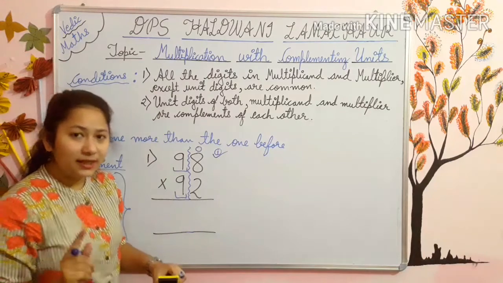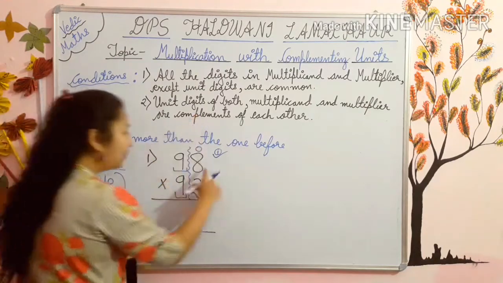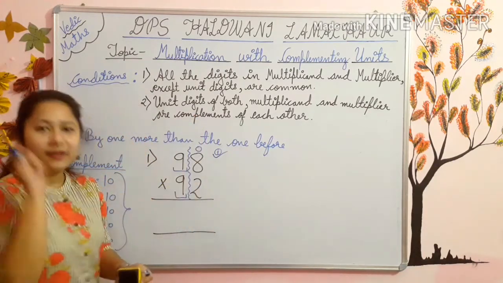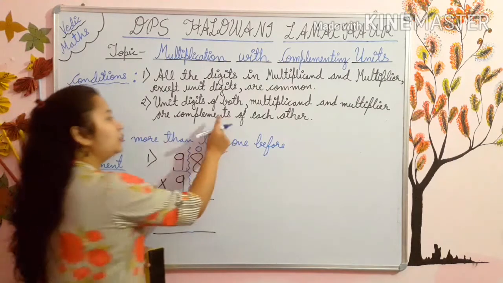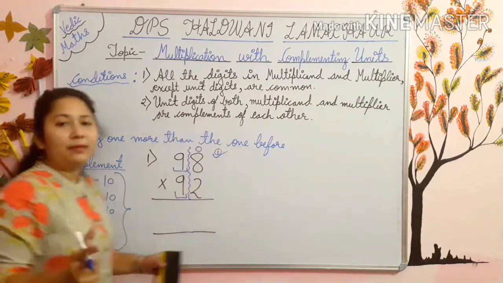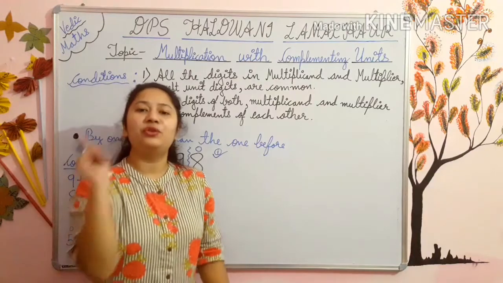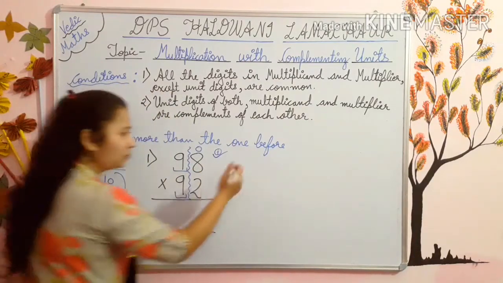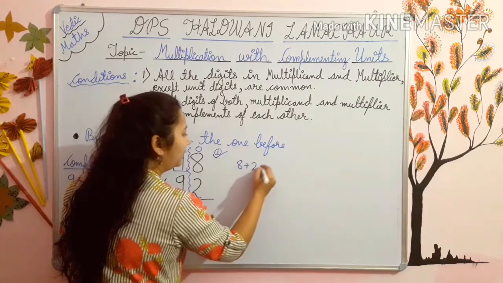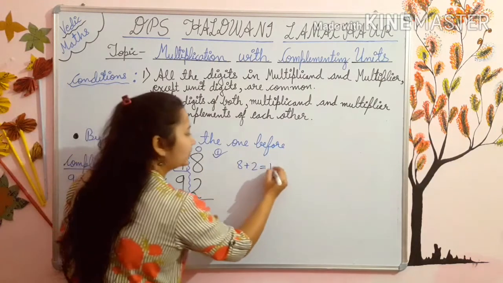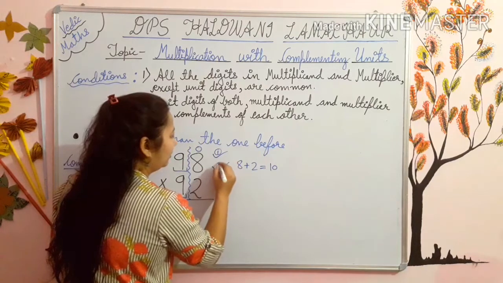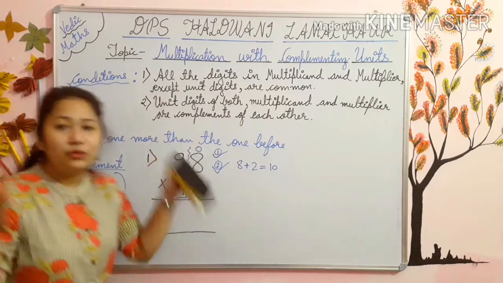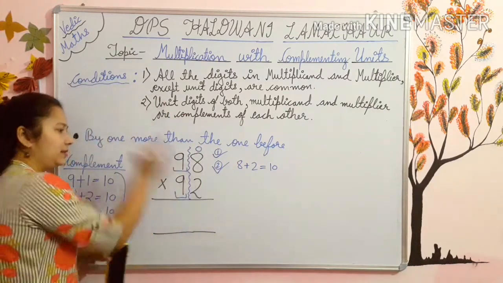Now we will go for our second condition. Second condition says that the sum of the unit digits should be 10. Yes, they should be complements of each other. Complement means by adding them they should give 10. So 8 plus 2. See, unit digits are 8 and 2. 8 plus 2 is 10. So your second condition is also fulfilled. So you can apply your trick in this question.